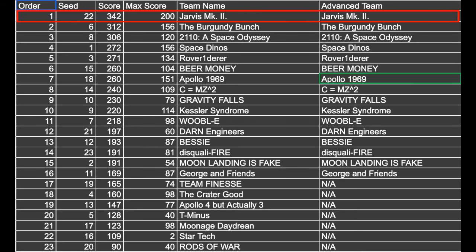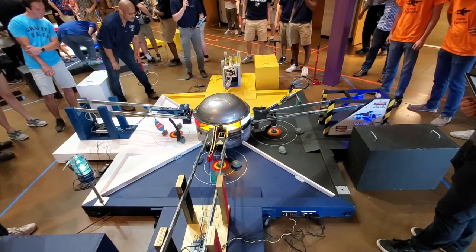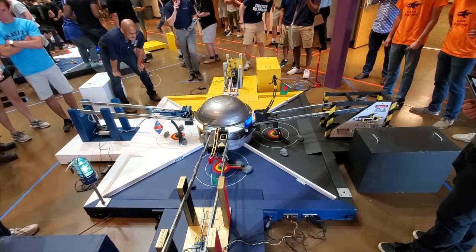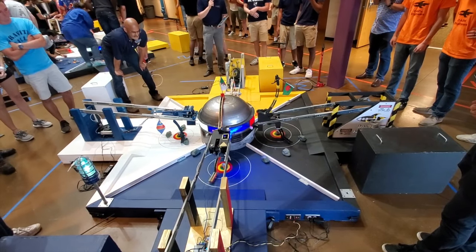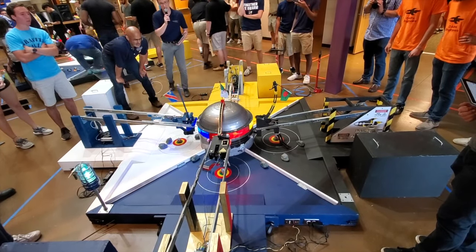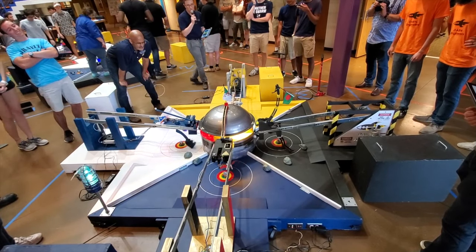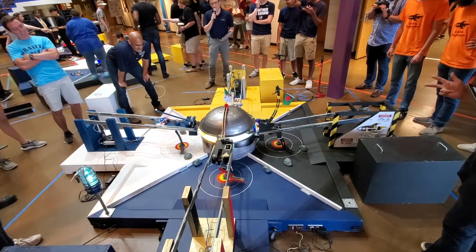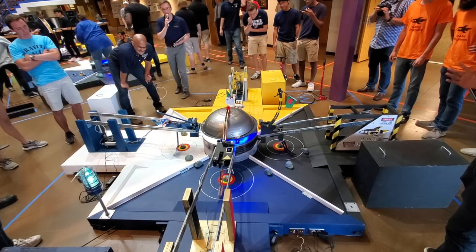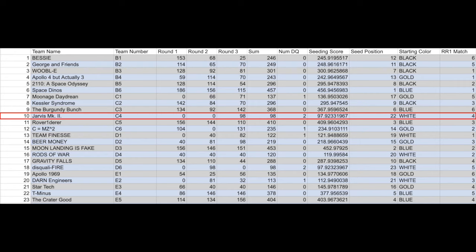Next, we'll talk about the competition results. In the first round, Jarvis Mark II was able to score the maximum 200 points. For the second and fourth round, the flag arm became stuck to the top of the lunar ridge due to tolerance of the 3D printed flag holder, not accounting for glue, and strong magnet of the flag base, which put Jarvis Mark II in 10th place overall at the end of the competition.